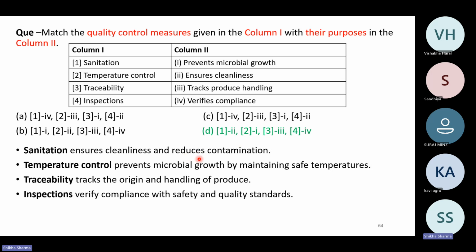So sanitation ensures cleanliness and reduces contamination. Temperature controls prevent growth by maintaining safe temperature, and traceability tracks the origin and handling of produce. Inspections verify compliance with safety and quality standards.